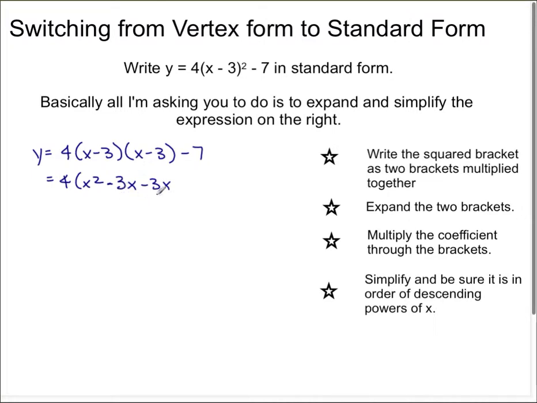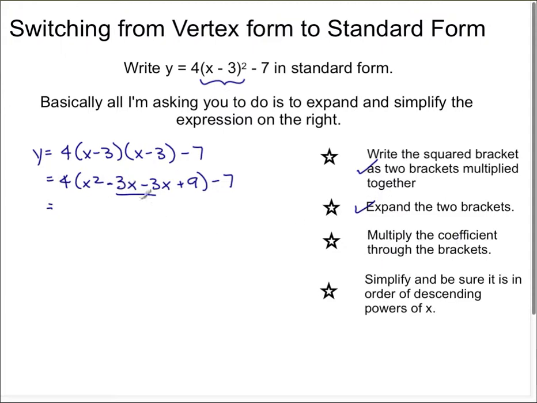You may have noticed that these two middle terms are the same. That's no coincidence. Whenever you multiply these two brackets out, those two middle terms are always going to be the same. So anytime you have a squared bracket, when you expand it, you're going to get two middle terms that are exactly the same. That might give you a little bit of a shortcut. So we've expanded the two brackets. So check and check. What's the next one?